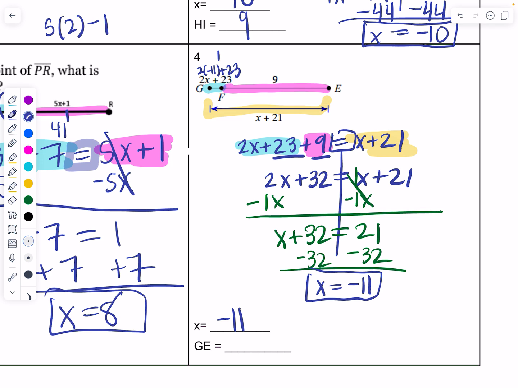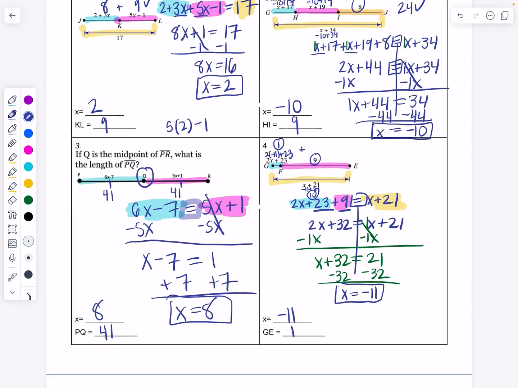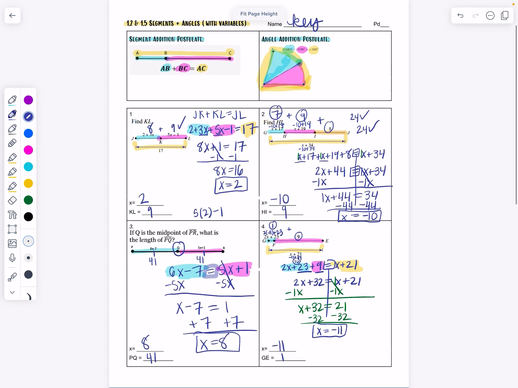How do you know if you did it right? Plug in negative 11 to this piece too. Negative 11 plus 21 is going to give me 10. So what is 1 plus 9? 1 plus 9 is 10, so I know that I did good math there. I know that my answer makes sense. And so what is G to E? G to E was a very short segment. It was actually only a length of 1. So that is the segment addition postulate with algebra.